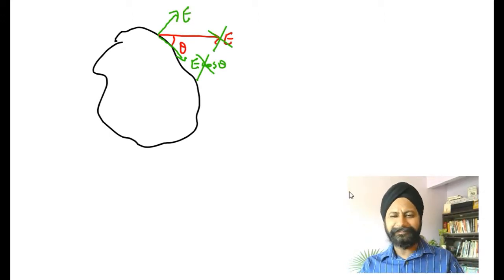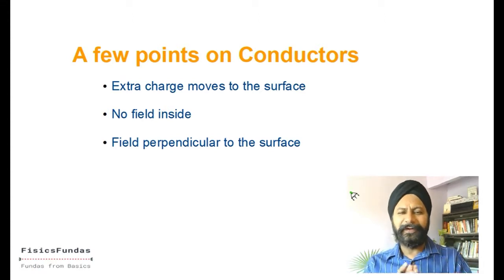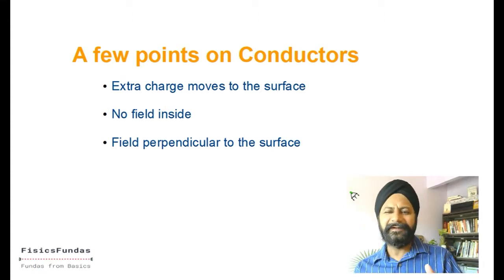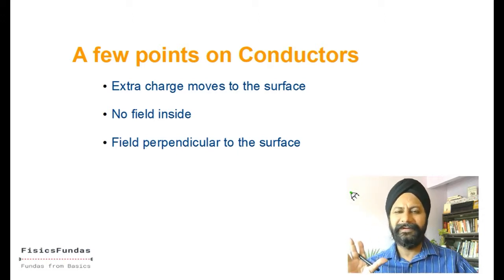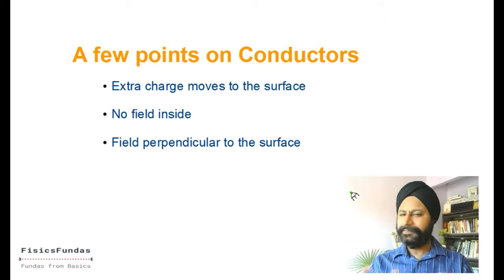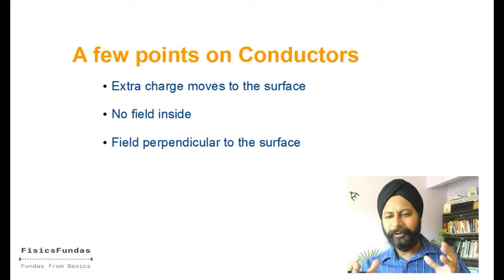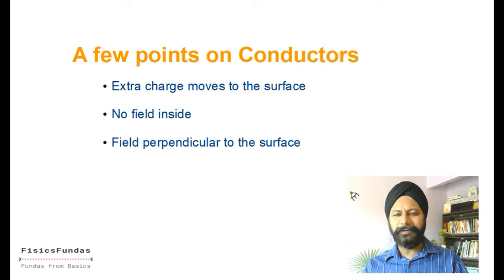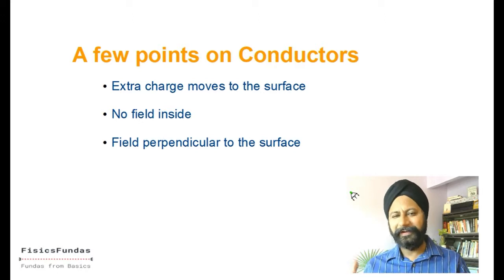I will talk about electrostatic shielding, but before that, these are a few points that we covered just now. So extra charge moves to the surface. Whatever extra charge you give to the metal, if you gave 5 coulombs, then 5 coulombs is on the surface, and there is nothing inside. No field can exist inside of it. And we are going to do some questions, and when we study Gauss theorem in 2 videos from now, you will understand more about this further, why there is no field and all that.